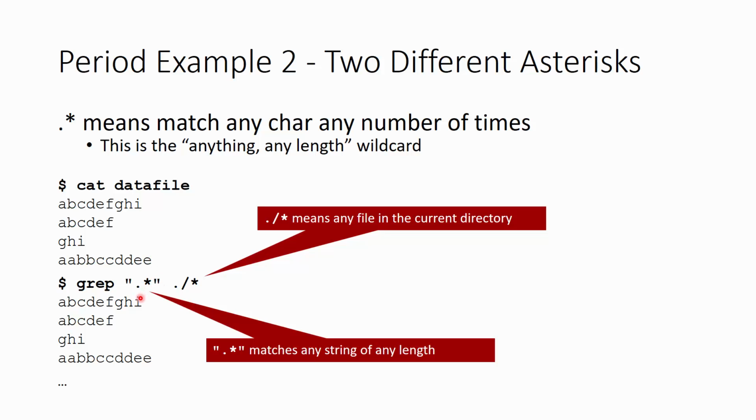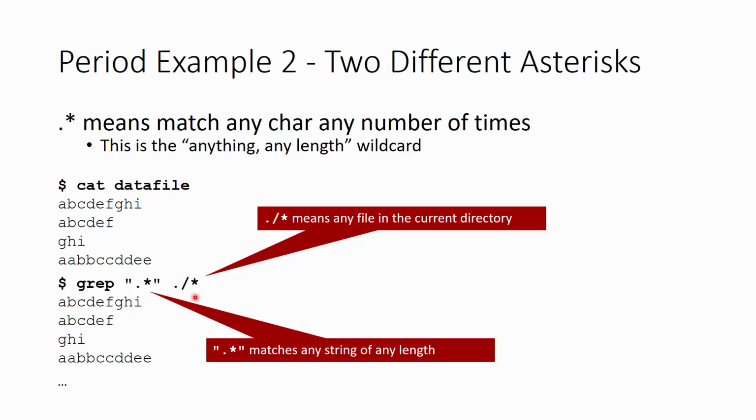So I've got my dot star, and this means match any string of any length, because the dot matches any one character, and the asterisk says any number of times for that operator. So this will let you return anything of any length. On the right side, the second argument is where grep should be searching, right? So before this was a file name, but here I'm saying any file in the current directory.